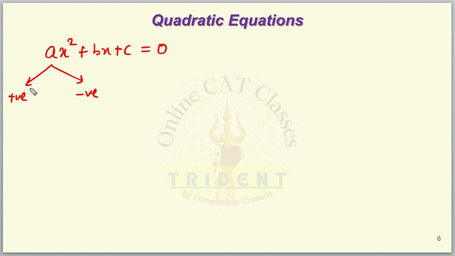If a is positive, we typically get a curve like this, an upward U, and if a is negative, we get a curve like this, a downward U. You can call them parabolas as well. They are parabolas, in fact. So an upward parabola when a is positive, and a downward parabola when a is negative. So this is the shape of the graph of a quadratic equation.